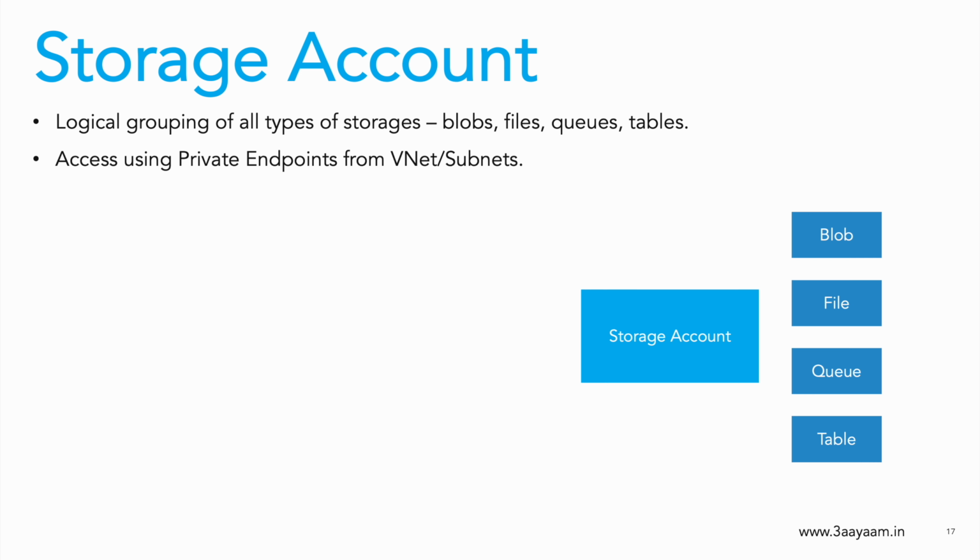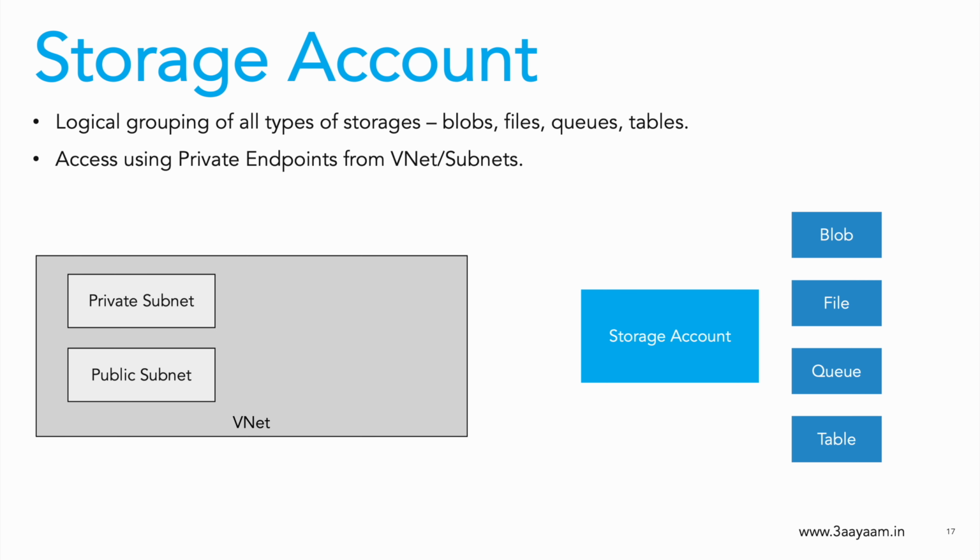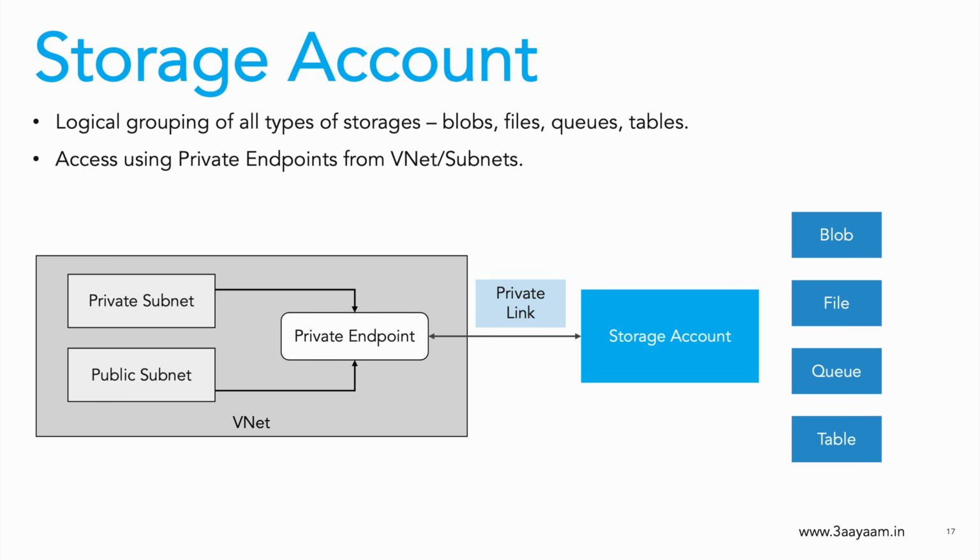And we can access the storage account using private endpoints from virtual networks or subnets. So let's say this is our virtual network and you have private and public subnet. We create a private endpoint to connect from this private and public subnet to the storage account. This is how a storage account has to be accessed. In the virtual network topic, I have already told you that a private endpoint is served using something called Azure Private Link. And the private endpoint makes it feel as if the storage account is inside of the virtual network.